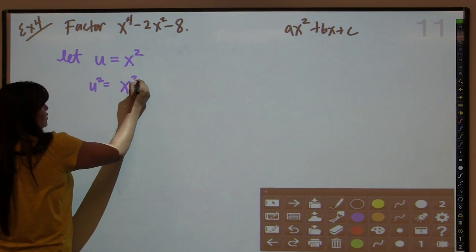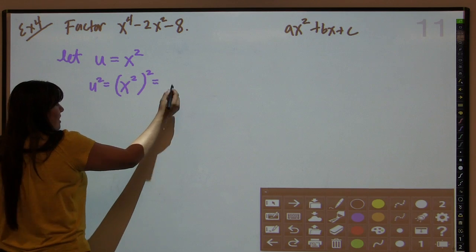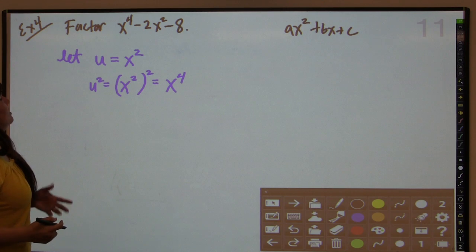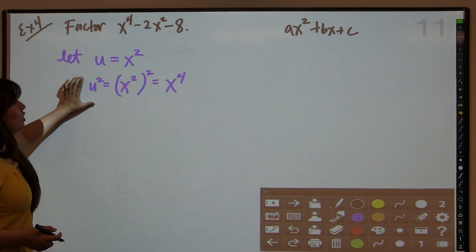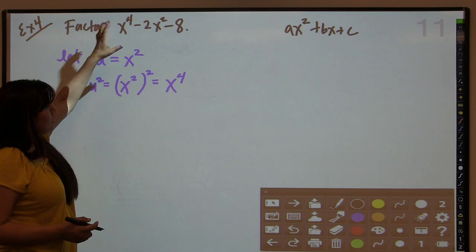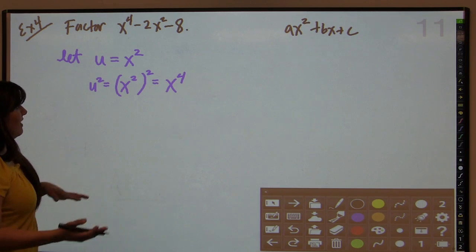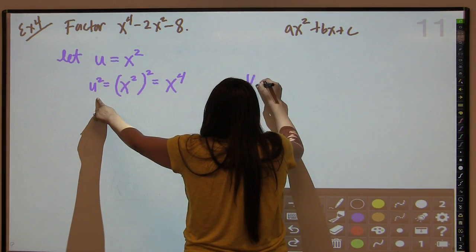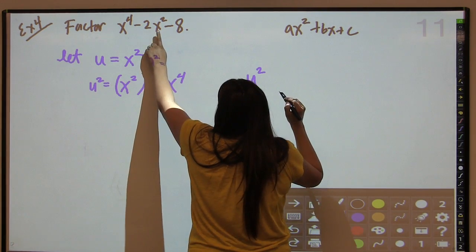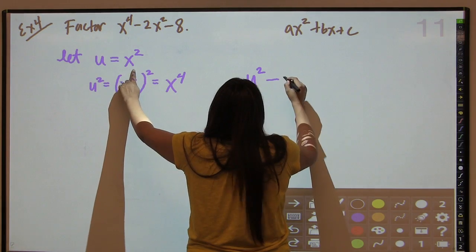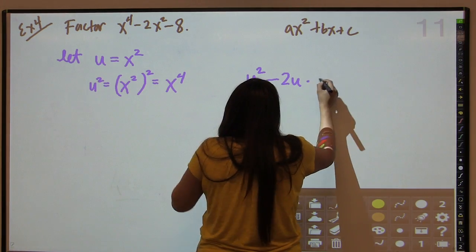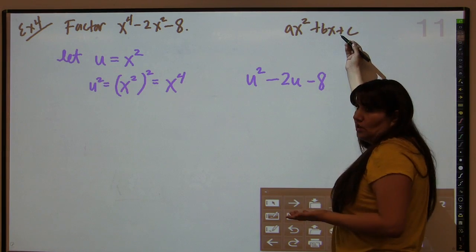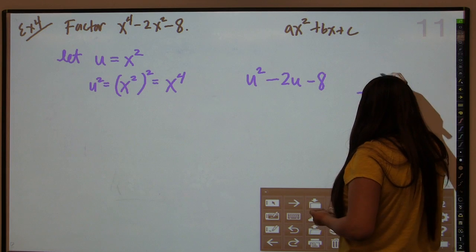It would be x squared squared, which would become x to the fourth because you would multiply the exponents there. So now when we make that substitution, we can actually rewrite the original problem using u instead of x. So now, instead of x to the fourth, I can write u squared. Instead of x squared, I can write 2u, and then the minus 8. Now, this problem doesn't look too complicated. It looks a lot like the original quadratic. So we can solve it the way we always have.